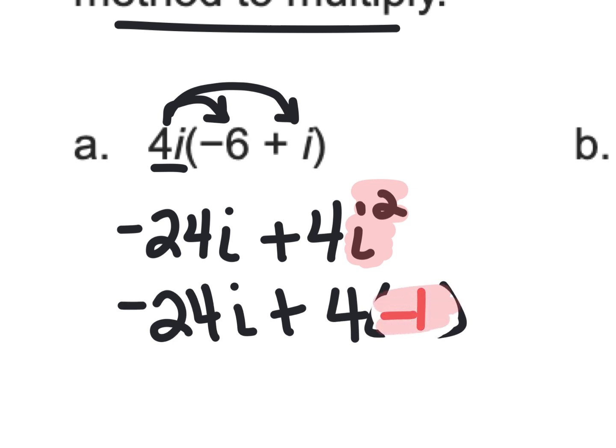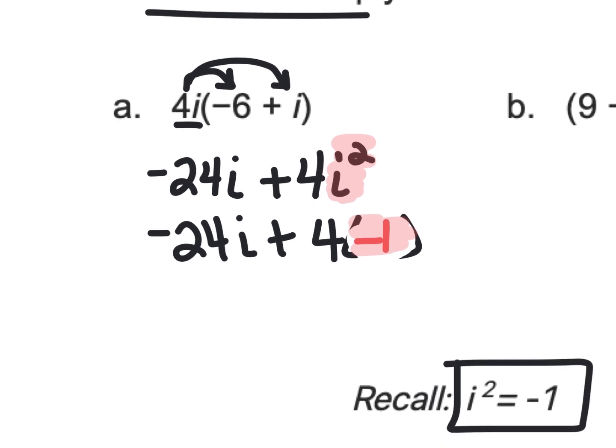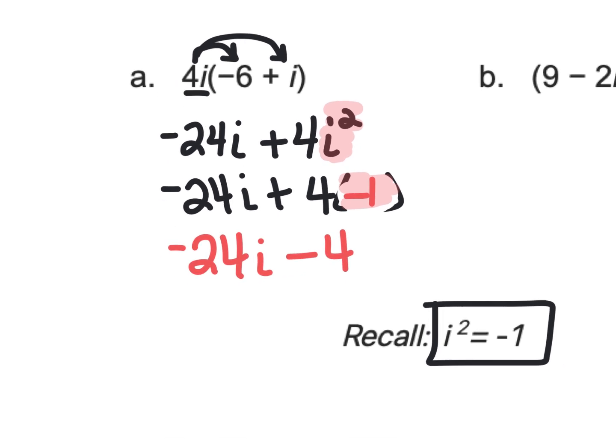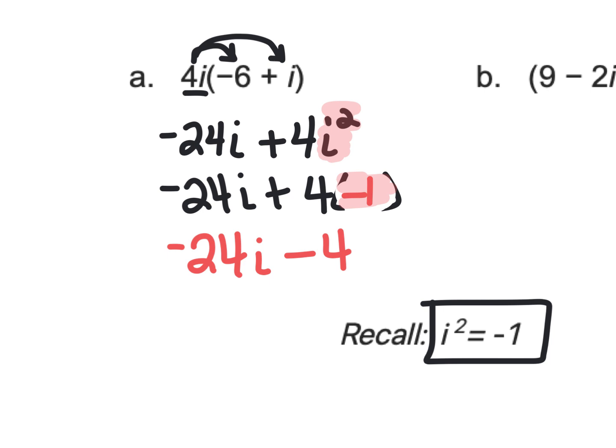There we go. So when we go to simplify, we would have negative 24i. 4 times negative 1 is negative 4. But when we go to put our answers in Classkick or anything like that, we need to make sure we put our real number first, our imaginary number second.